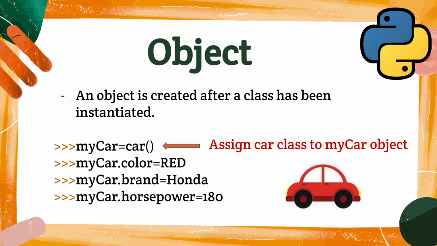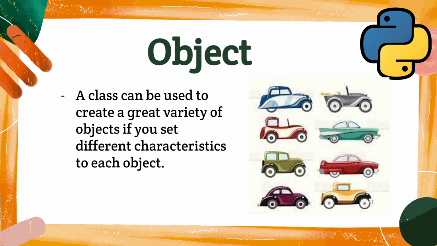If you do not give details to this car object when this object is created, you can provide the details later. For me, I set it to red color later. I set its brand to Honda later, and I set its horsepower to 180 later. After the properties are set, a car object is alive. A class can be used to create a great variety of objects if you set different characteristics to each object. In this picture, you can see different kinds of car objects that were created by our car class.